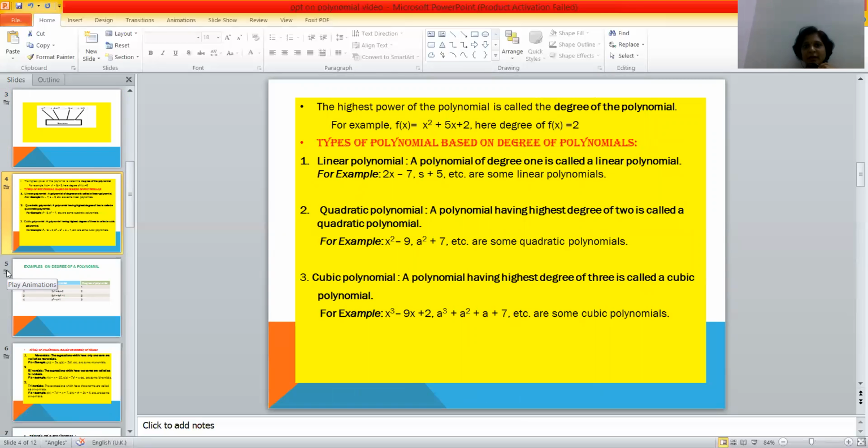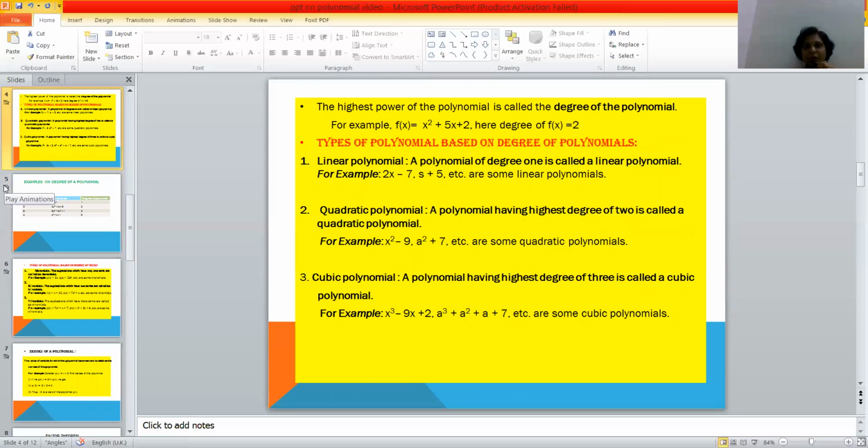Now, what is the degree of the polynomial? The highest power of the polynomial is called the degree of the polynomial. For example, f of x is equal to x square plus 5x plus 2. Here, the highest power of the variable x is 2. Therefore, the degree of f of x is 2.